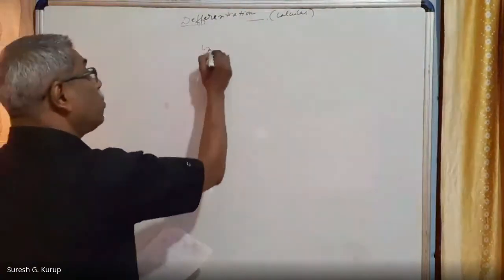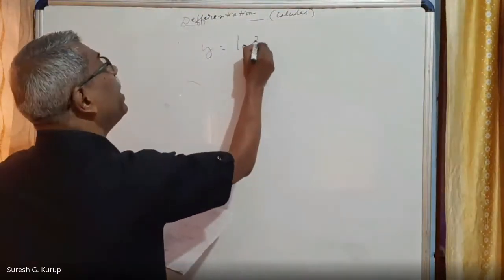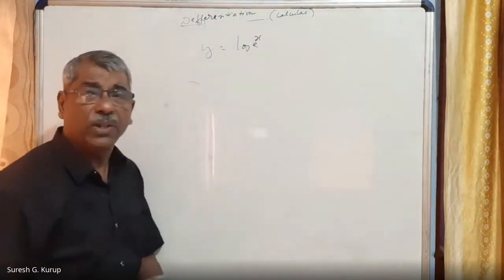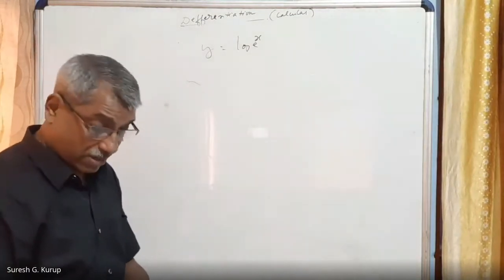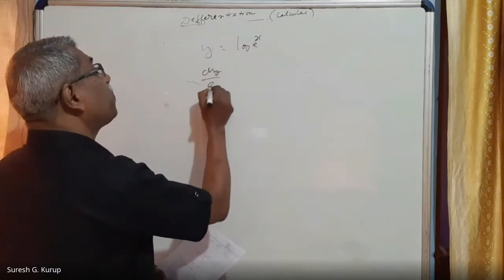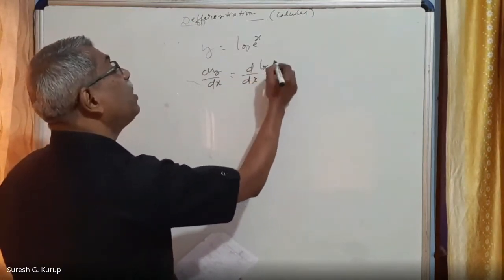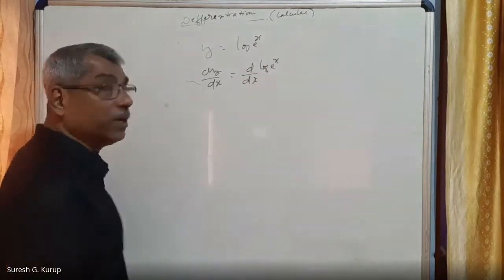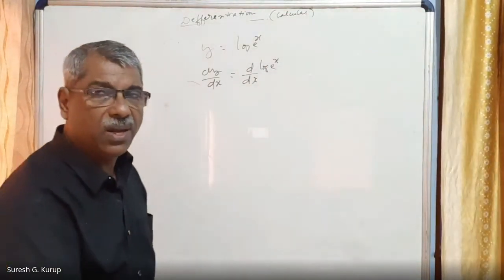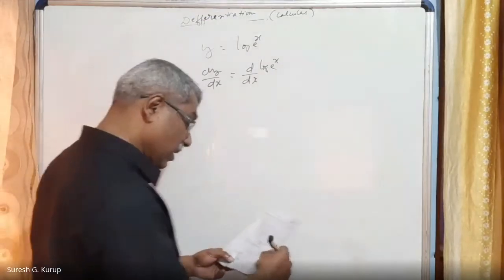Suppose y is a logarithmic function. y is equal to log x to the base e. Wherever there is a logarithmic function, there is a base, right? Now dy by dx is equal to d by dx of log x to the base e. It is not log e raised to x, it is log x to the base e. Right? This is the condition.